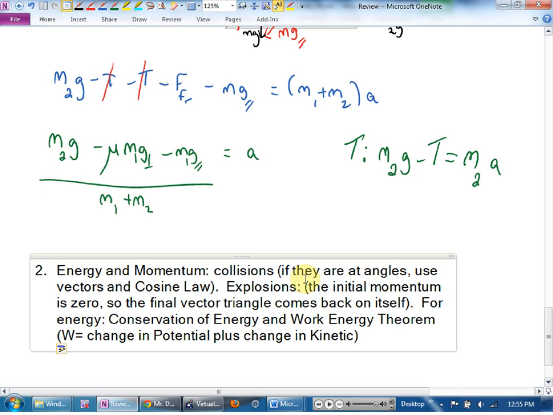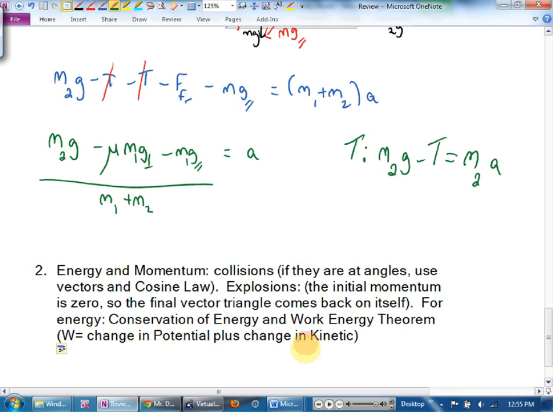Last thing, squared! The number of dumb mistakes we made in this unit, because it's a half mv squared, and we either forgot to square it, or when solving for v, we forgot to square root. That's going to be your second written question.